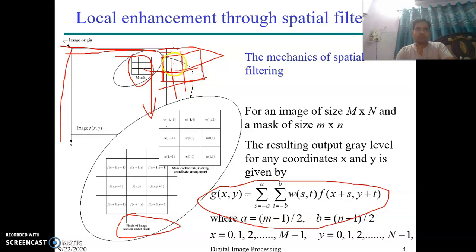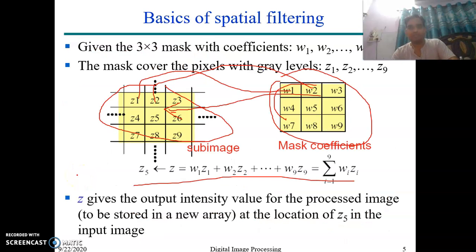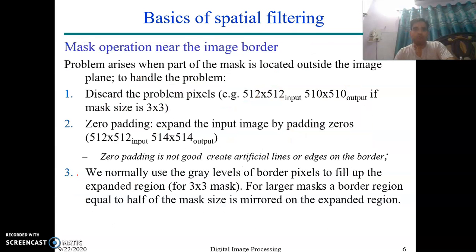And suppose this was the scenario. Suppose the mask is here, then this will be another scenario. Suppose the mask will be here, then some coefficients of the mask will be out of the image. Then we have to take some decisions. What will we do? First option is to discard the problem pixels. We have to discard some problem pixels because they are lying outside the image.